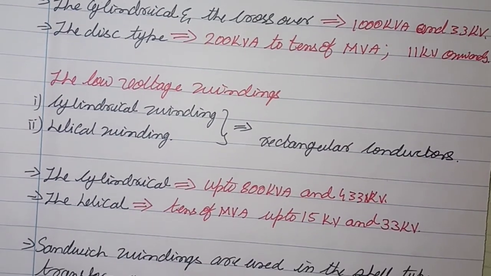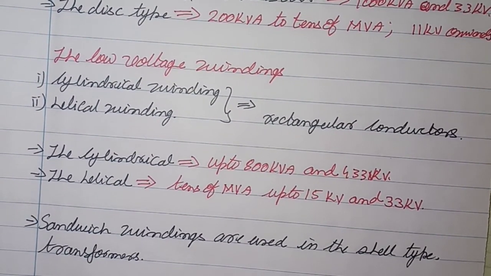And then we have one more winding, that is the sandwich winding. These windings are used in the shell type transformer. We know that there we have the primary and secondary sandwiched, one below, another on the other. So the sandwich windings are for transformers of shell type.